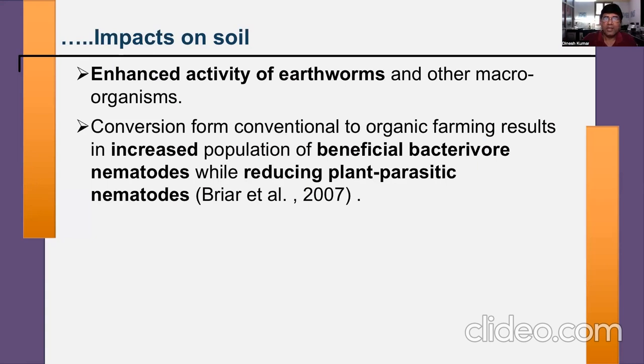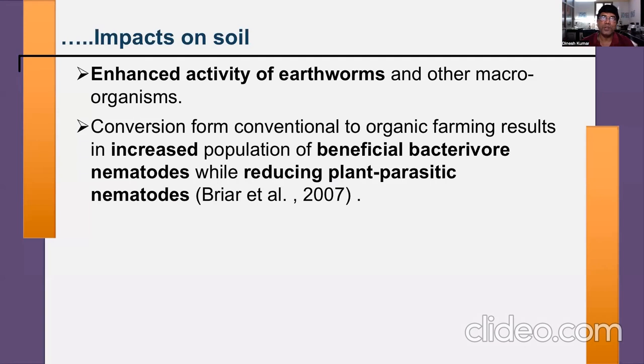Now, enhanced activity of earthworms is also there, and other macroorganisms and microorganisms. Conversion from conventional to organic farming results in increased population of beneficial bacteria, borers, nematodes, while reducing plant parasitic nematodes. This is very important, dear students, the role of nematodes. When you just hear the word nematode, you are annoyed. Nematode means it will cause disease.